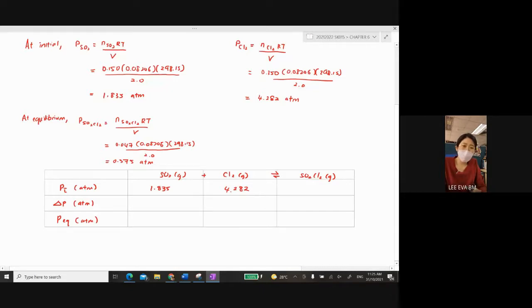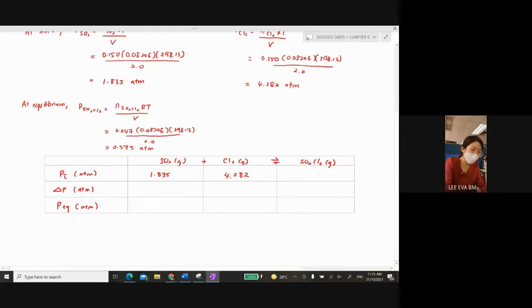Anything from the product at the initial? Anything I need to fill in this part? Zero. Tak ada product lagi lah. So, kosong. Okay, so the change in partial pressure, follow the stoichiometry ratio 1, so minus 1x. For chlorine also stoichiometry ratio dia 1, so kita tolak 1x.